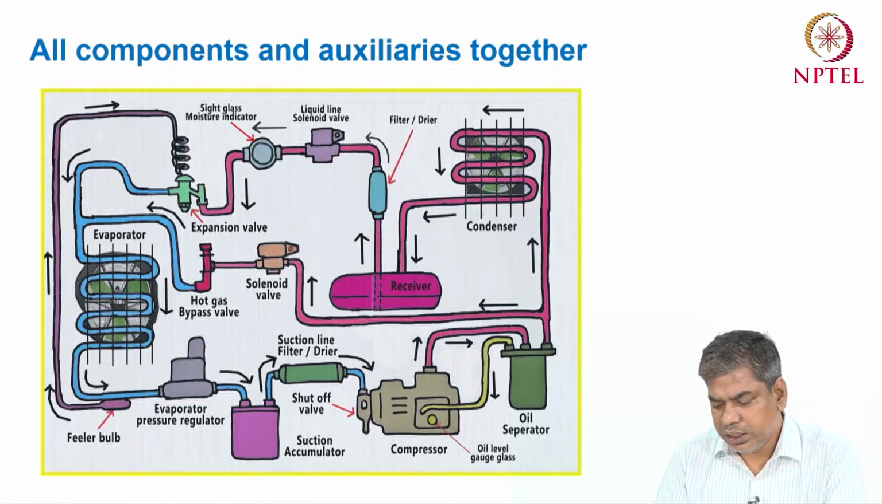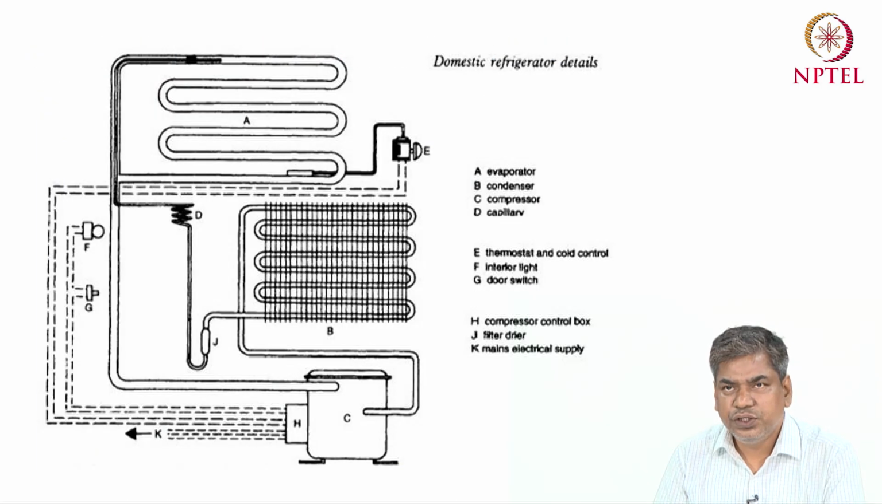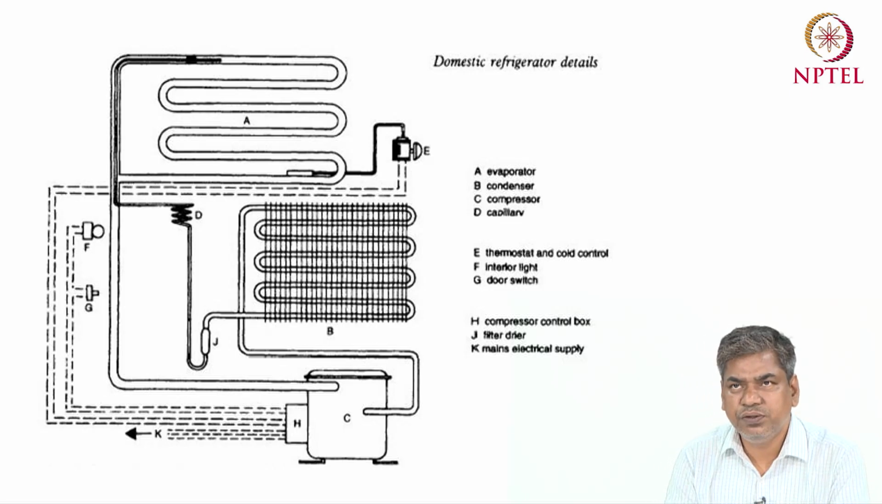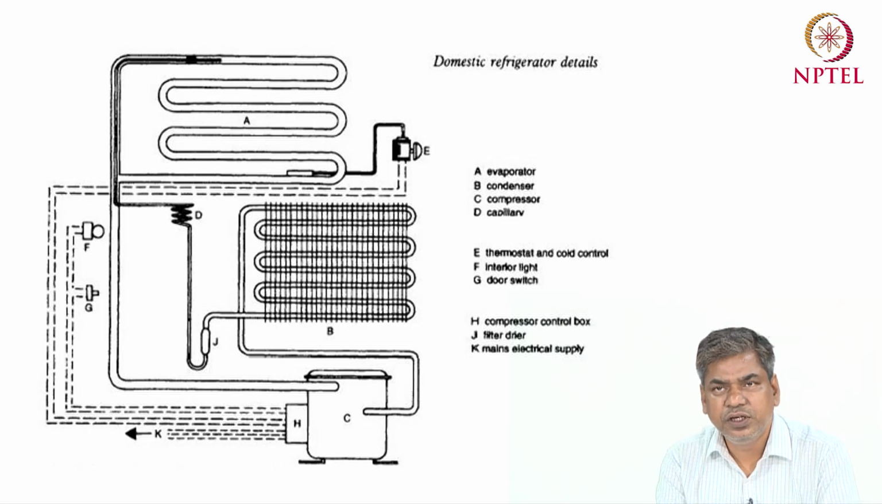Now we can briefly discuss each component which I have listed in the previous slides. Before that, this is another diagram, which is basically used for the domestic refrigeration system. For the domestic refrigerator, you can see that the outlet portion, section A, is basically the evaporator, and this component B is basically the condenser. This condenser is at the back side of the refrigerator, and this evaporator is basically the deep freezer section.